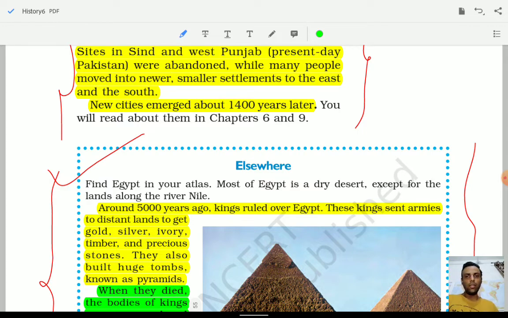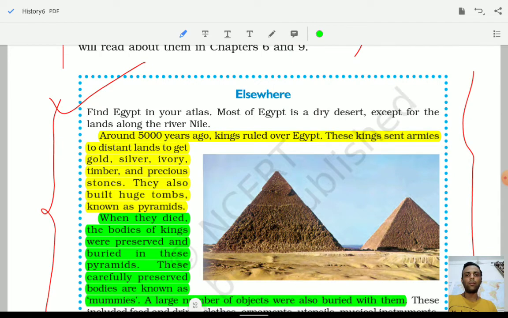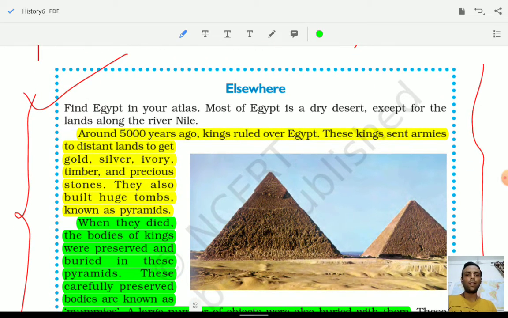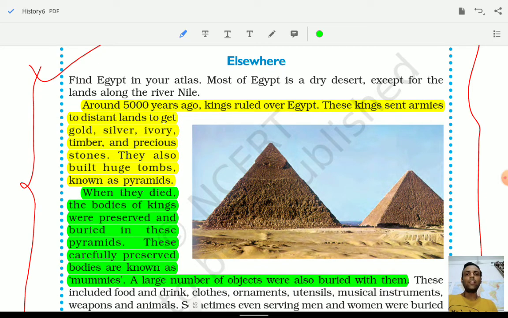So new cities emerged about 1400 years later. So after 3900 years ago, and then 1400 years later, new cities were emerging, right? And along with this, let us understand what other developments were happening as well.